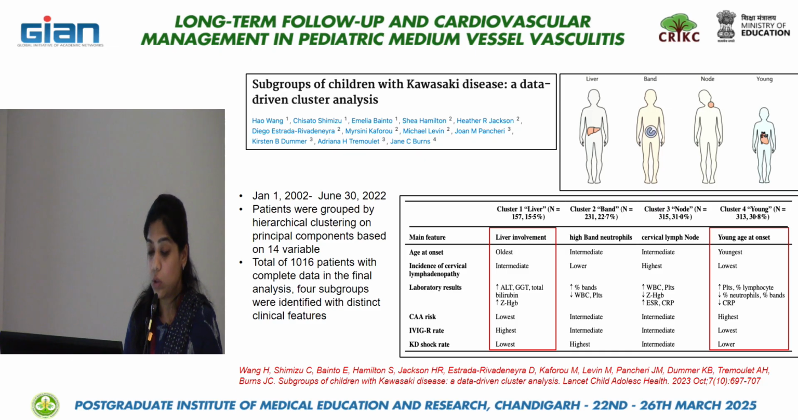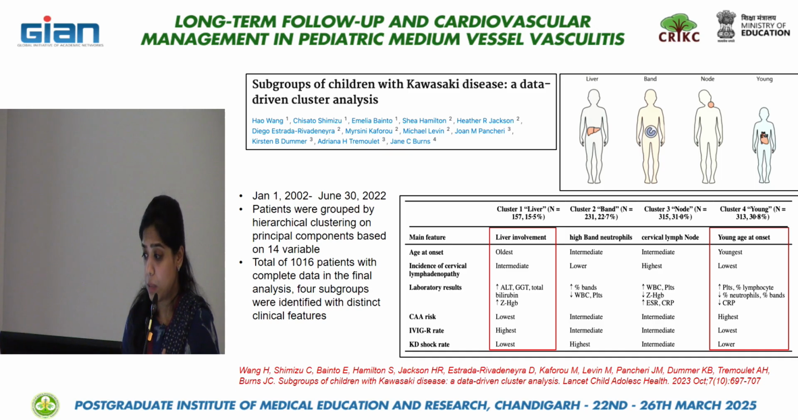The young age at onset patients, if you see, have an increased risk of CAA. Even though the IVIG resistance rate is low, those patients have high platelet count, high lymphocyte count, and a high risk of CAA. The other group that I want to highlight is the liver group, the one with high transaminases and high bilirubin levels. Even though they are older at onset, they have a high risk of IVIG resistance. So these are the 2 groups that I want to highlight, because these 2 groups need to be intensified with treatment at the onset.